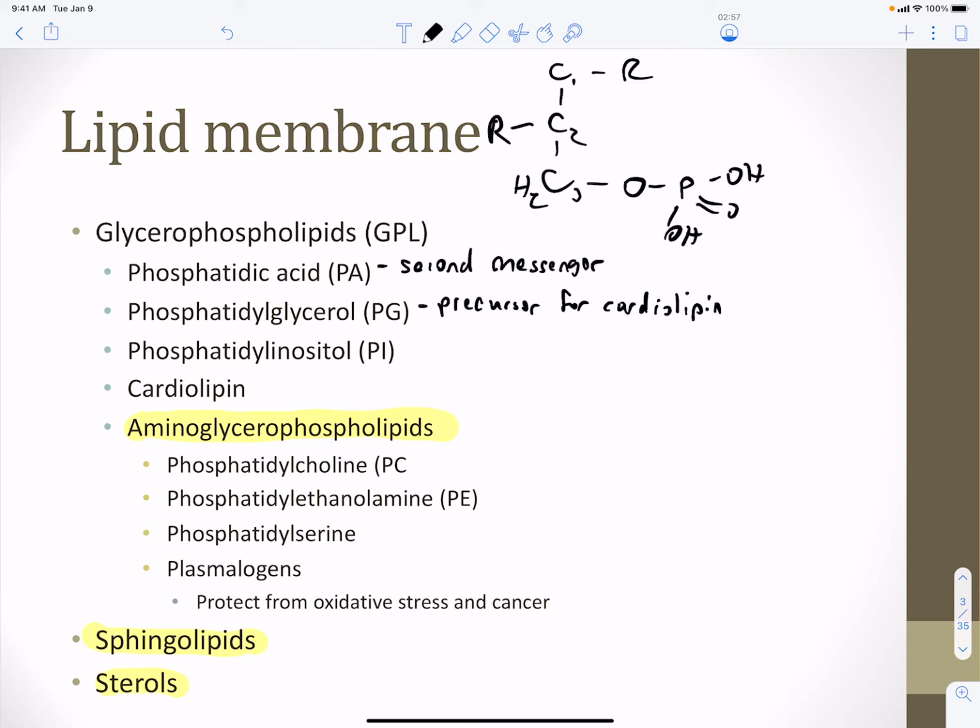Cardiolipin is going to be important for regulating mitochondrial proteins. And it also is going to be essential for organization of the mitochondria itself. The cristae, for example, is going to be dependent on cardiolipin.